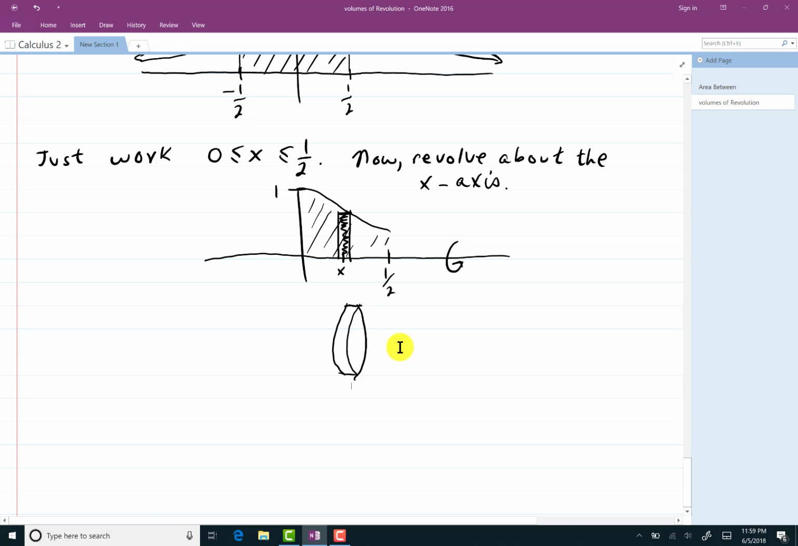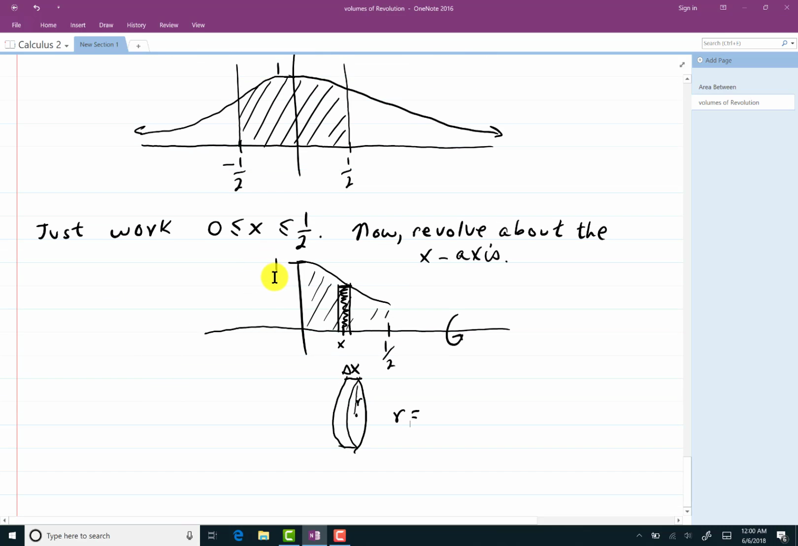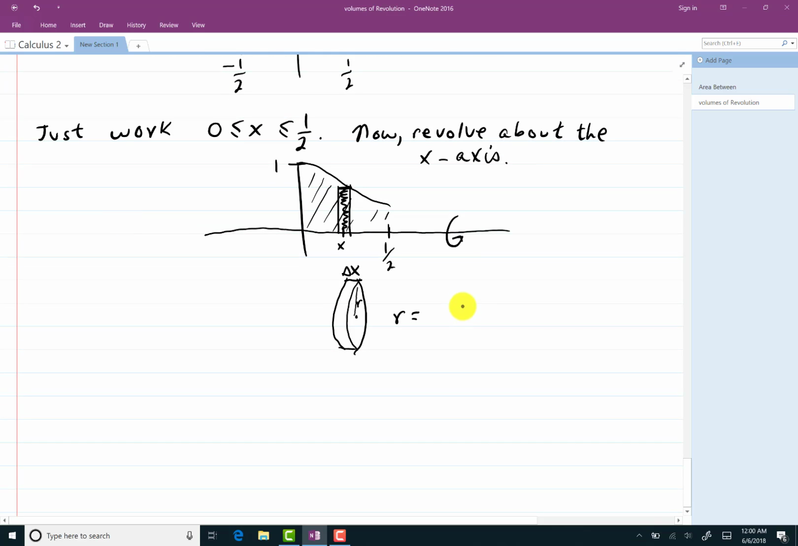Okay, the thickness is always going to be delta x. And what's the radius? Tell me what r equals. Well, r equals this height. The height is f of x, which is just going to be, what was this? I need to know this curve was 1 over the 4th root of 1 minus x squared.